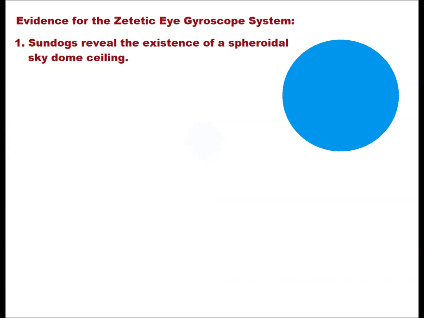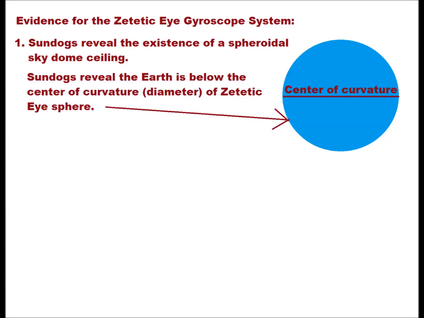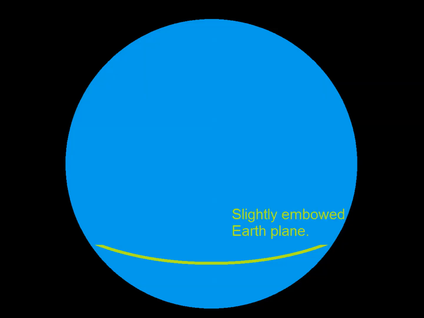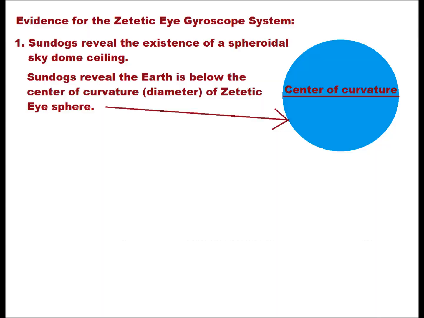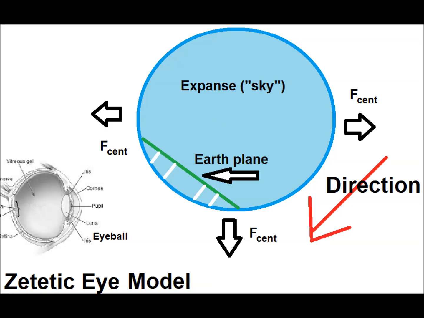The disk of the Earth is lodged below the equator of the gyroscopically rotating sphere. The best evidence for the idea that the Earth plane is smaller in diameter than the Zetetic Eye sphere, and thus rests in this dinner plate inside the basketball orientation we're discussing, is found in the inversion physics of sundogs, which is discussed in Volume 3 of the Zeteticism series, where sundogs give very strong indication of being inverted light images, and that only can happen in a certain orientation of the plane of Earth with respect to the sky dome. The system forms a shape that is like an eyeball viewed from the side, hence the name the Zetetic Eye Gyroscope model for flat Earth.